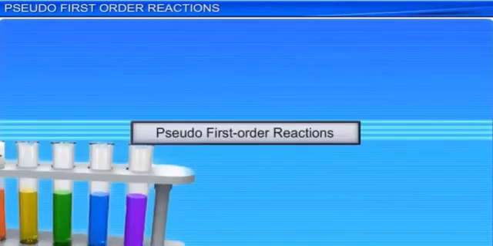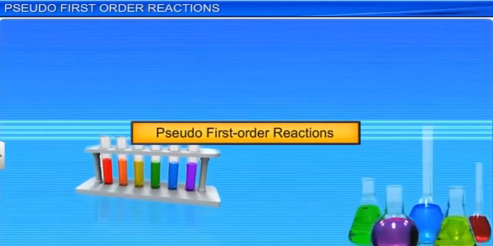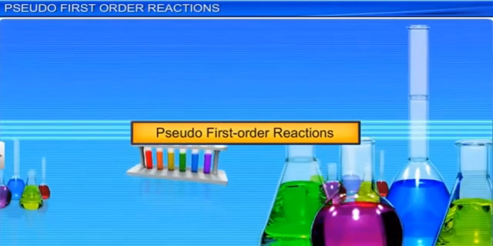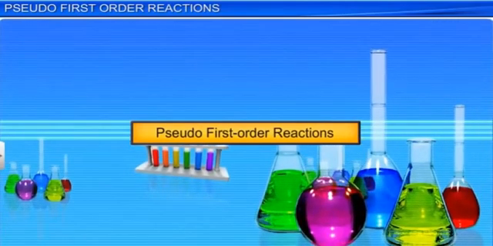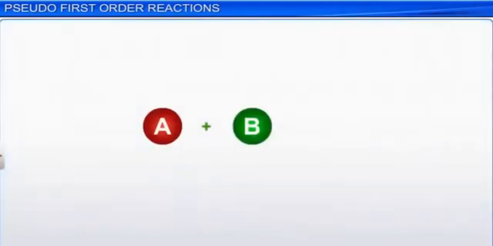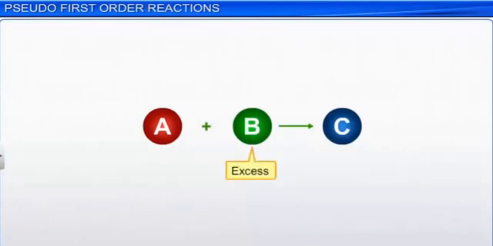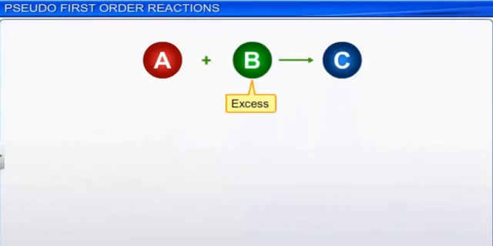Let us now study pseudo-first-order reactions in detail. Consider a simple reaction A plus B gives rise to C, in which reactant B is taken in excess. The rate law equation for this elementary reaction can be written as rate is equal to rate constant K multiplied by concentration of A multiplied by concentration of B. Let this be equation 1.